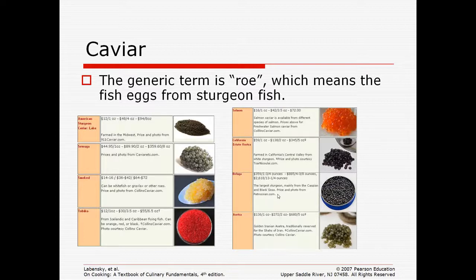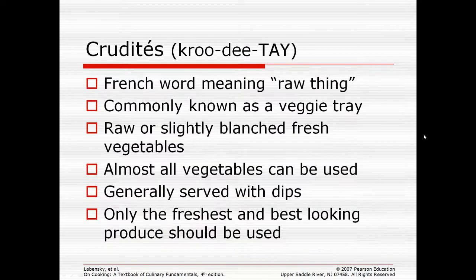But this is what it looks like. It comes in a variety of colors based on the type of fish the eggs came from. Crudité, again, means raw thing, and it's commonly known as a veggie tray.